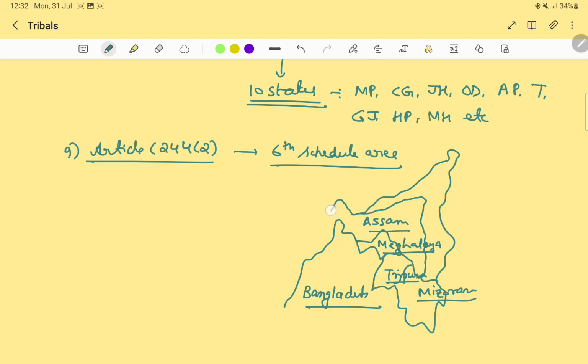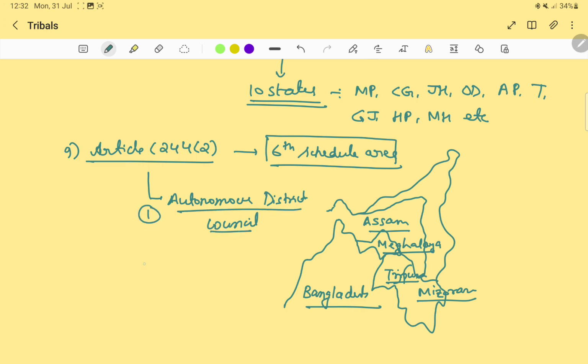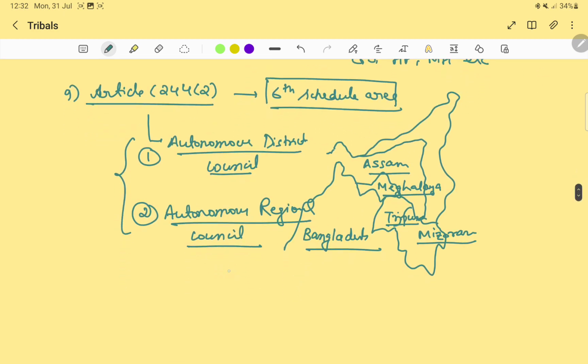They are the 6 scheduled areas as per the Indian Constitution, and they also get the safeguards. They have the autonomous district council, and if I may write a second point, autonomous regional council. These autonomous district councils and autonomous regional councils play a very important role in the governance of these particular states.